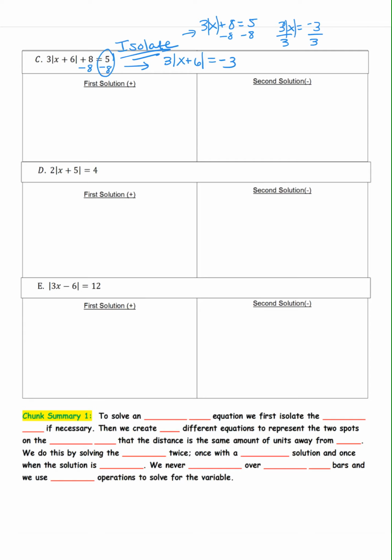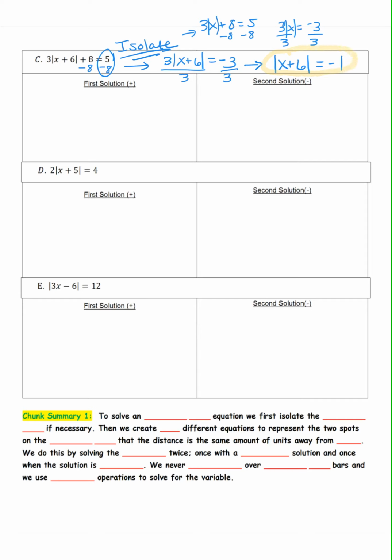Then, just like I had 3x equals negative 3, I would divide here, but again, absolute value bars protect that x. So I'm going to divide by 3 on either side here. So my new equation with absolute value bars is the absolute value of x plus 6 equals negative 1.